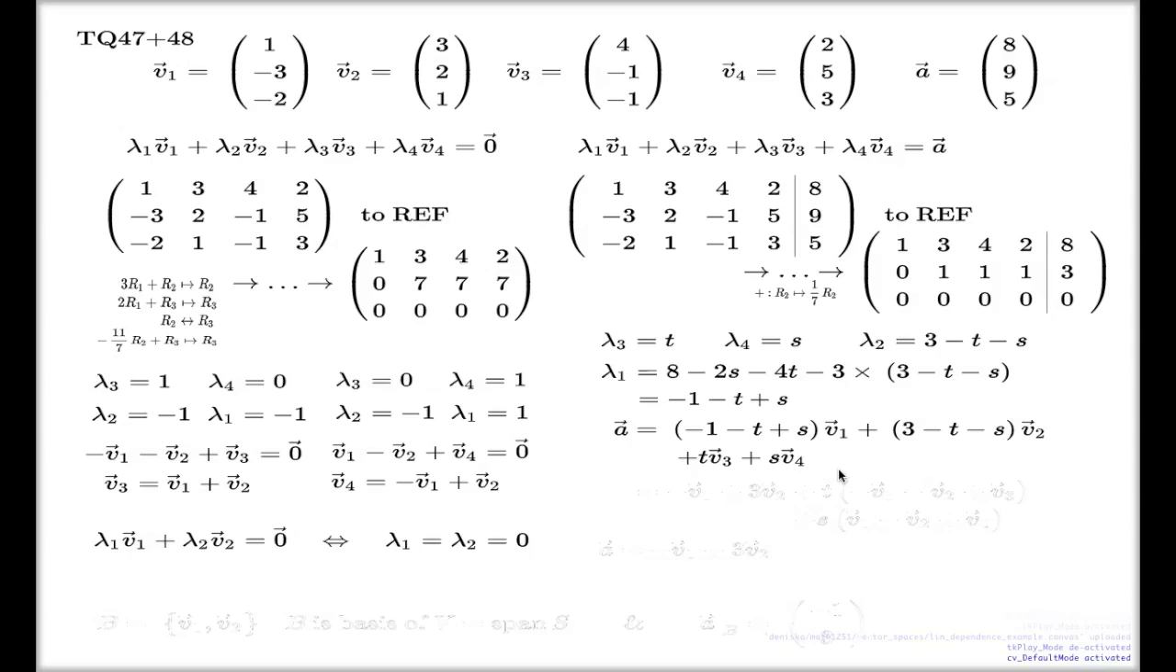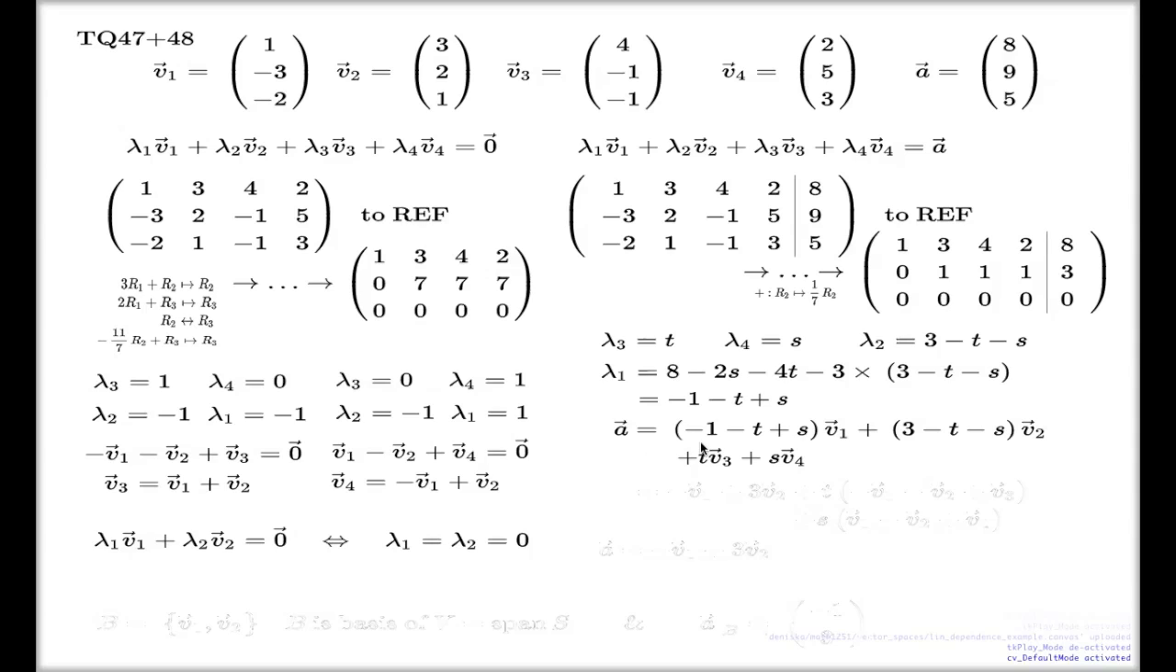Now, I will take this one step further by making this observation. I can rearrange the terms here a little bit. The first thing I say is this. The representation of my A in terms of v1, v2, v3, and v4 is not unique, right? Any choice of T and S here will produce a representation.